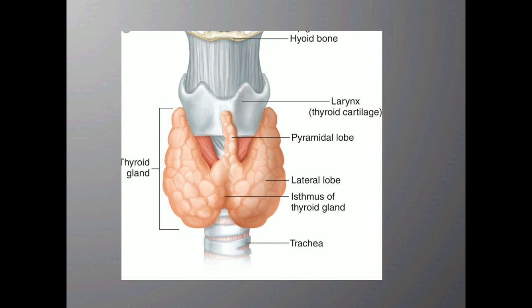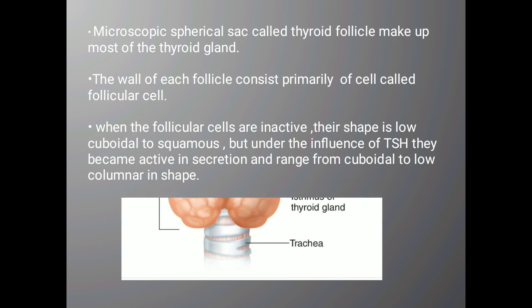Now this is the diagram of thyroid gland. We can see here, as we discussed in the earlier slide, the pyramidal lobe in between the two lobes, and we can see the left and right lobe, the isthmus, the point which connects the two lobes, and the trachea.